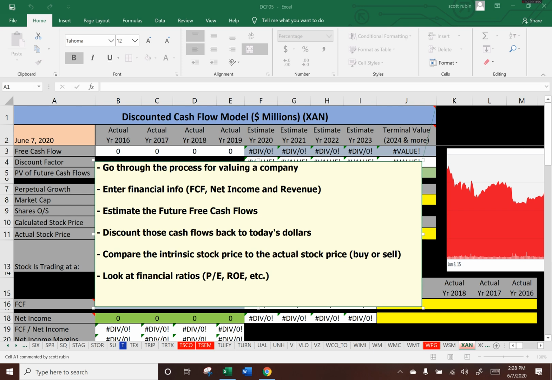And we're going to figure out the discount rate we need to apply to those cash flows using the company's weighted average cost of capital. And we're going to then compare our calculated stock price, what we call the intrinsic stock price, to the actual stock price and see if it's a buy or a sell. We're going to also look at their financial ratios. And I'm going to show you where I get all the information so you can do it yourself at home.